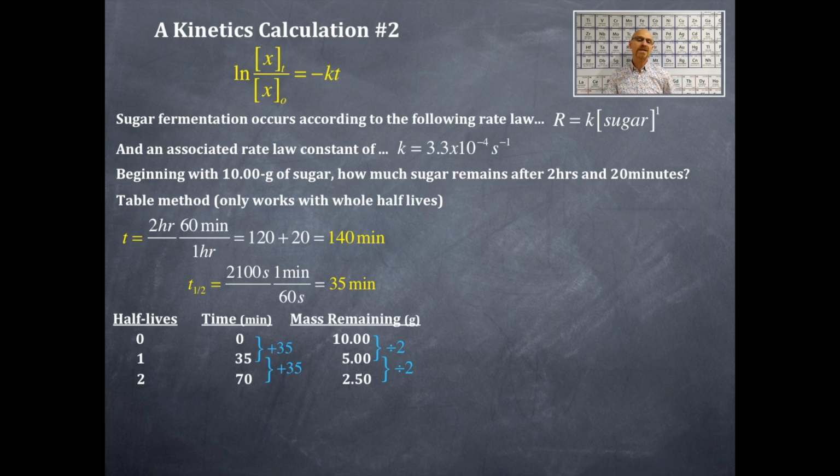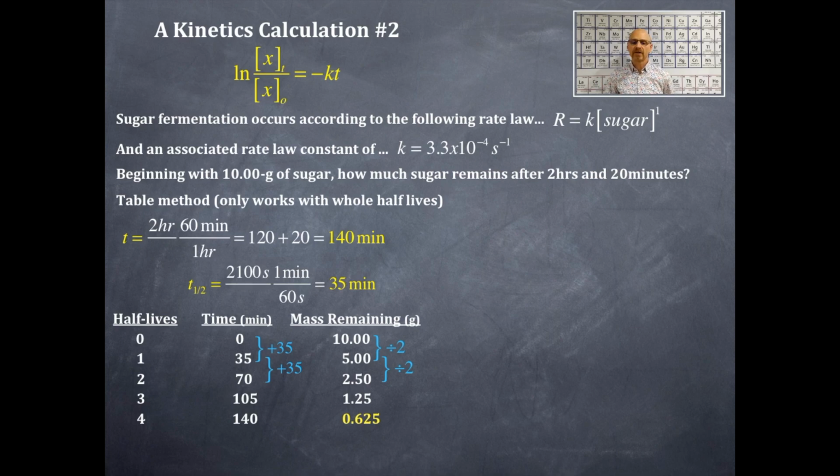The 70 minutes still does not correspond to the 140 minutes that I'm looking for in this problem. So I need to keep on going with my table. In 3 half-lives, I'm going to add 35 minutes to the 70 minutes. Now I have a total time of 105 minutes. I'm going to divide the 2.50 by 2, and now I have 1.25 grams remaining at 3 half-lives. The 105 minutes still does not correspond to the 140 that I'm looking for.